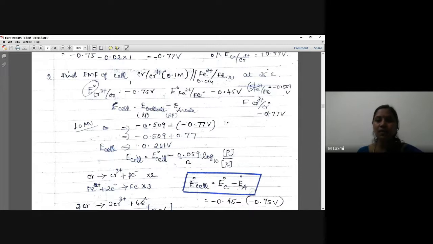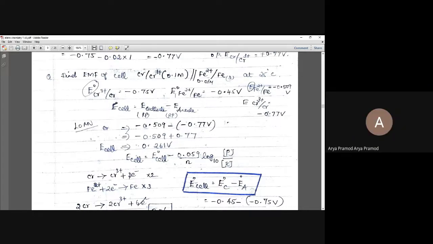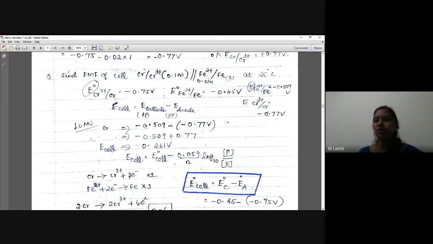Children, I think you are getting the question. E naught of chromium, E naught of iron is given. And this is E of iron, E of chromium. Whether you are getting me right? Yes, ma'am. So this is E naught of chromium, this is E naught of iron. This is E of iron, this is E of chromium. That's what you can see in the formula. I have written just E of cell is equal to E of cathode minus E of anode. I have done step 1.